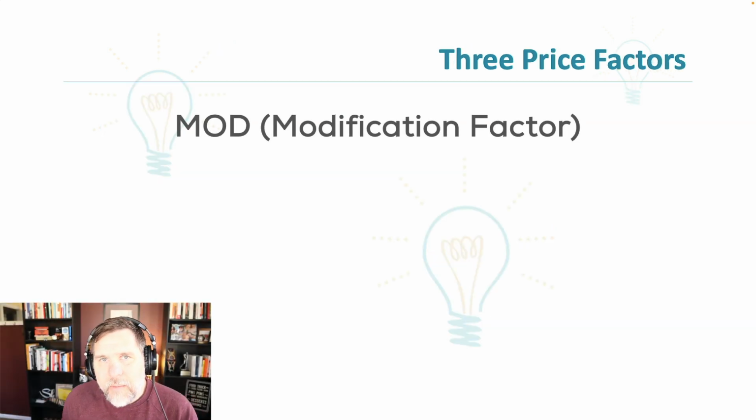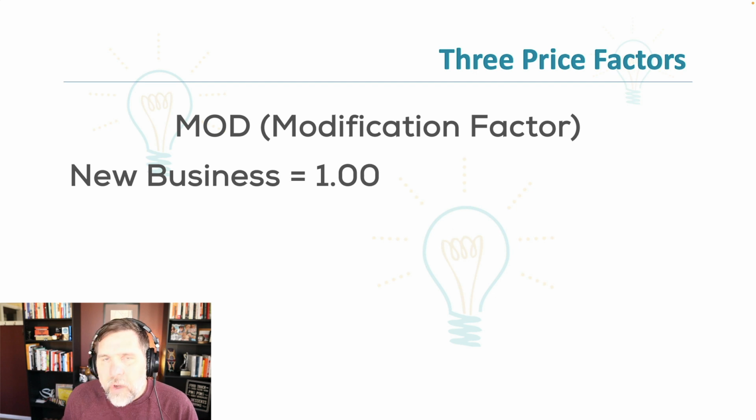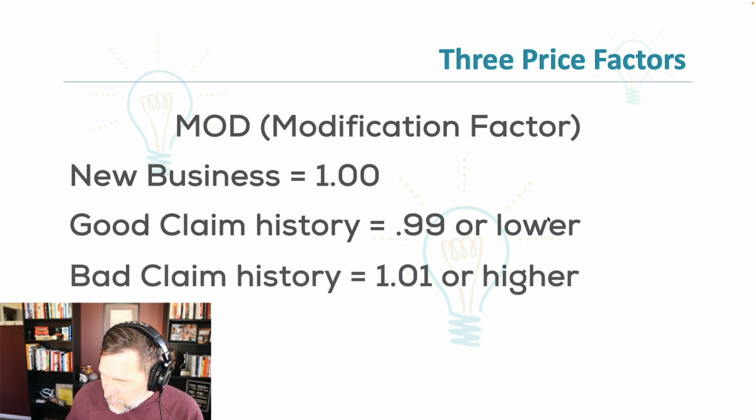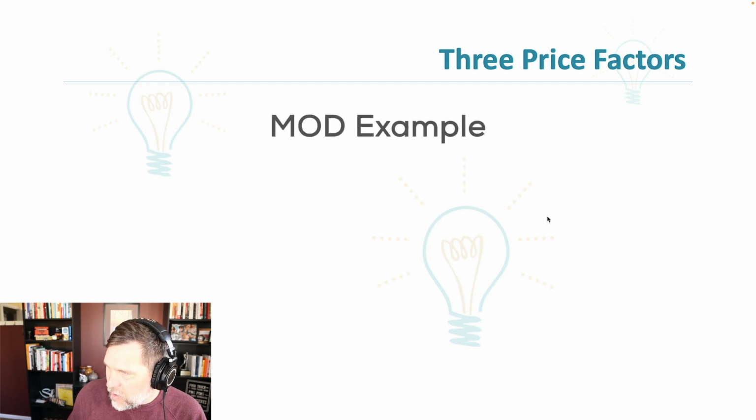So let's dig into that modification factor real quickly. A mod is basically a way of changing price based on your loss ratio or the amount of losses you have had. And so the mod is a multiplier of the insurance cost or the standard rate. If you're a new business, you're probably just going to start at 1, and this will make more sense in a second. If you have a good claim history, that number is going to go down below 1, so that would be 0.99 or lower. And a bad claim history would go above 1, or 1.01 or higher. So let's put that in an example so it makes more sense.